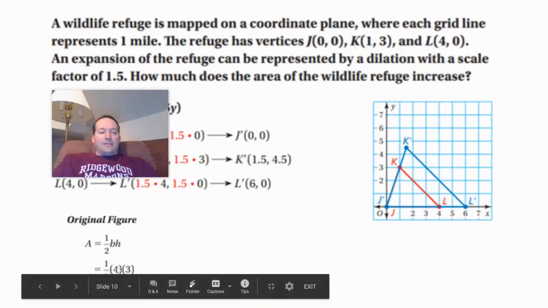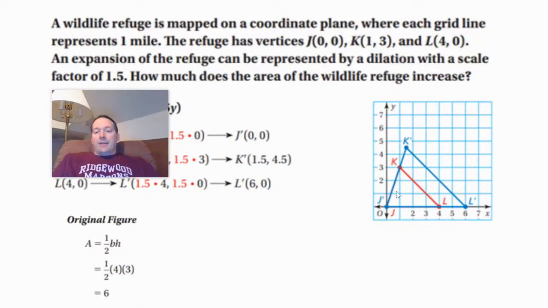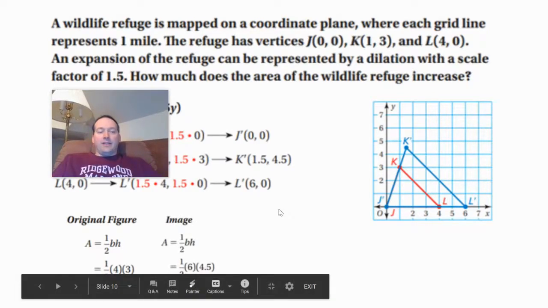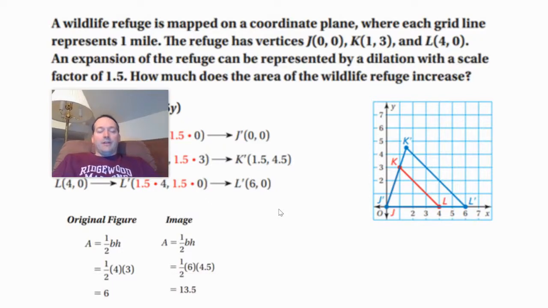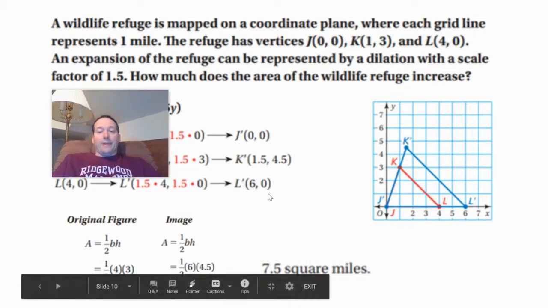So 1/2 base times height comes out to be 6. I know you can't see it because of that. There it is. Now we have J prime, K prime, L prime. So that's a base of 6 and a height of 4.5. So that is an area of 13.5. So all we have to do is subtract 13.5 minus 6, and we get a difference of 7.5 square miles.